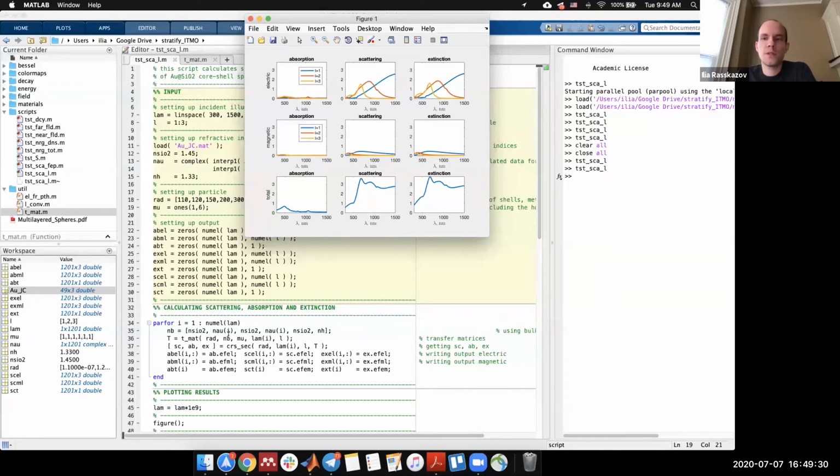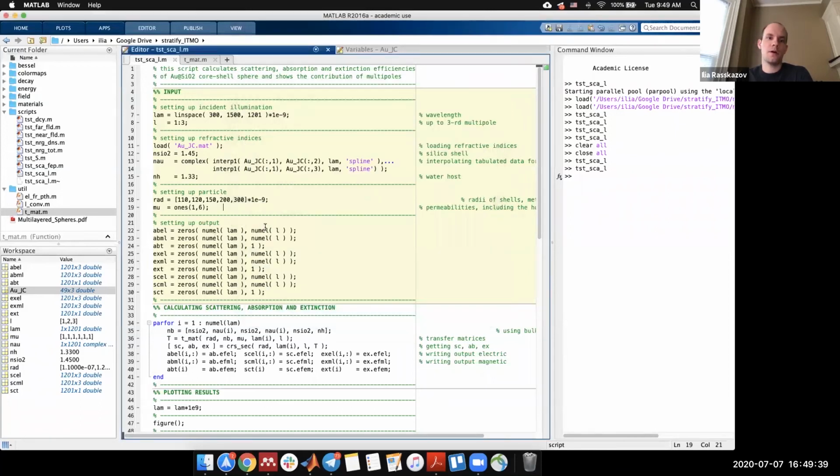So for any arbitrary number of layers, any arbitrary number of constituents, you can do this, no limitations. Well, maybe in some numerical accuracy, as long as you have super large amounts of layers, but it's going to be fine. Okay, so we are done with this script, which helps us to get fundamental cross sections.